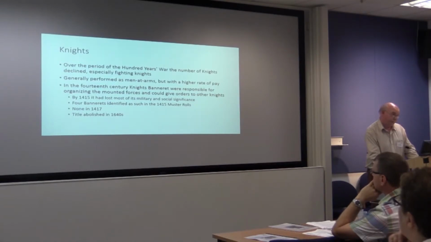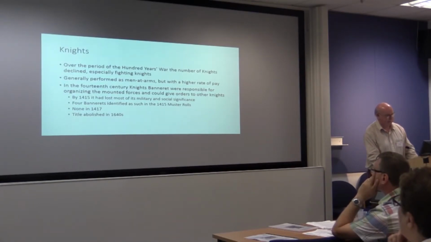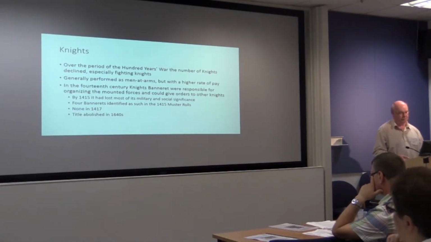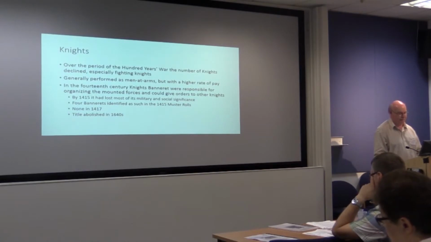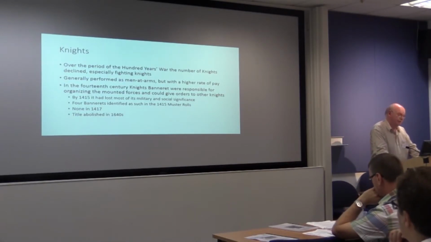Knights at this time fell into two categories, knights banneret and knights bachelor. Knights banneret, in the 14th century at least, had been responsible for organising mounted forces and indeed could give orders to other knights. But by the time of Agincourt, it had lost almost all of its significance, both military and social. And there are four banneret knights who are listed at Agincourt. There are none listed in 1417. That doesn't necessarily mean none were present. It may just be that, frankly, no one thought it worth recording by that stage. And then the title was finally abolished in 1640.